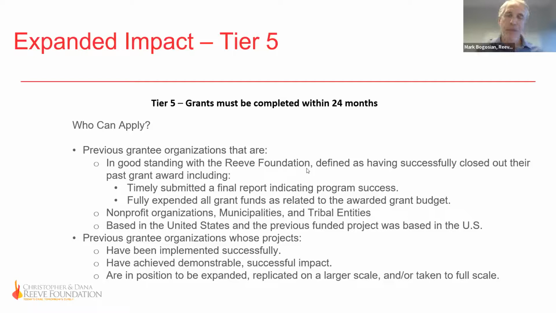And then tier 5, just quickly, is that these grants are for previously awarded grants. So it could be a direct effect, a priority impact, one of our assistive technology grants. So it's a previous grantee that's in good standing with the foundation, meaning we've received your reports, everything has been closed out. You've also shown some successful and demonstrated impact. So that's really what this is about. It's all about expansion and replication of these programs on a larger scale. So, taking a program from, let's say, a city initiative to a state or regional initiative, or moving a program that was working in a few states to have national impact. Those are the types of programs that are funded under this tier 5.